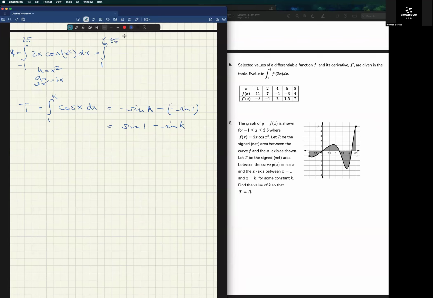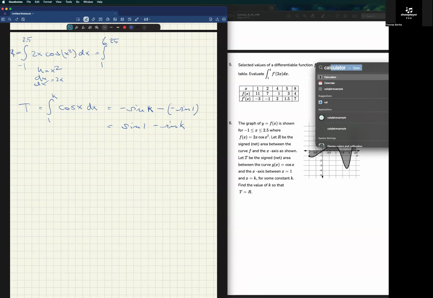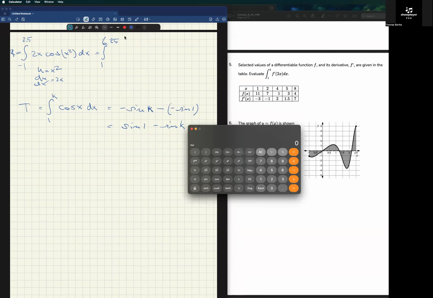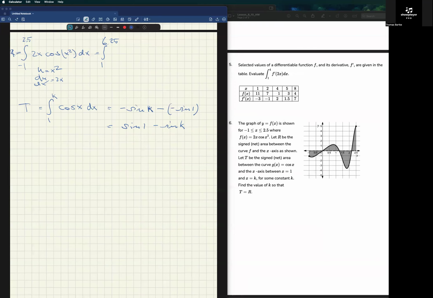I'm going to grab my calculator here real quick so that we don't make silly mistakes. So we have 2.5 squared, equals, yes, 6.25. Okay, so that's 6.25.